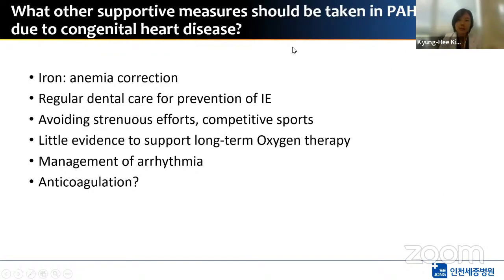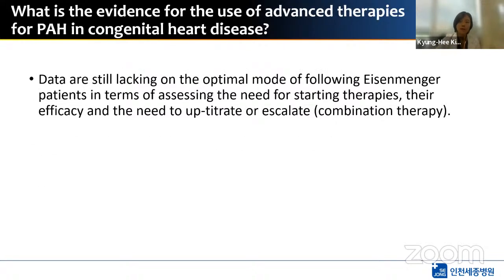Besides pH-targeted therapy, what other supportive measures can we do for patients with pH due to congenital heart disease? Iron and anemia correction with iron, regular dental care for prevention of infective endocarditis, and avoiding strenuous effort and competitive sports. Oxygen therapy has little evidence. Management of arrhythmia and anticoagulation is somewhat debated. However, if the patient has arrhythmia, we should treat with anticoagulation. And also other comorbidities like hypertension and diabetes, we have to care about.